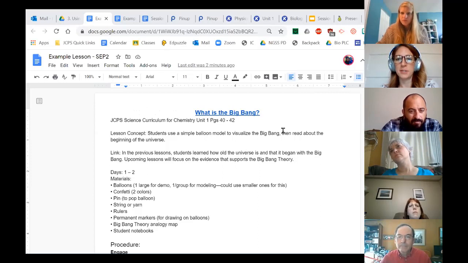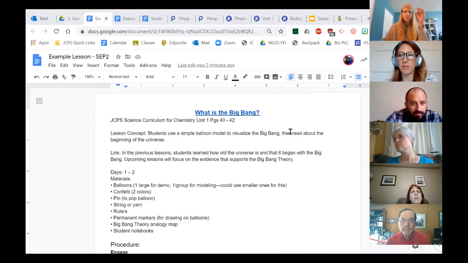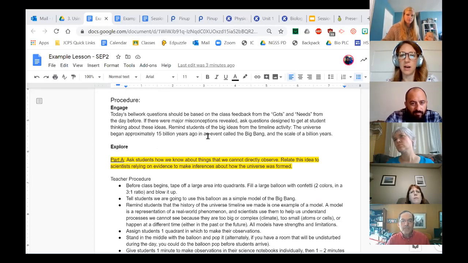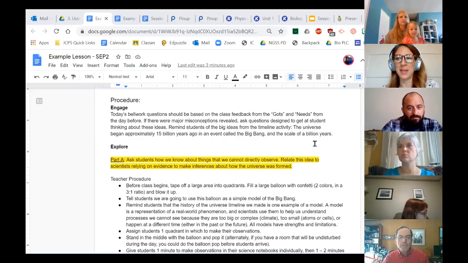The lesson concept: students use a simple balloon model to visualize the Big Bang, then read about the beginning of the universe. This engage part is to get students involved in the lesson, but it isn't necessarily getting them involved in the activity yet. So if someone wants to unmute and tell me, what do you see as the activity of this lesson?